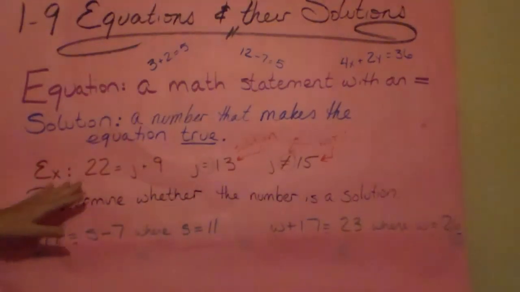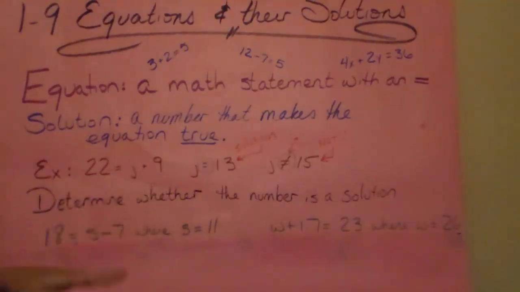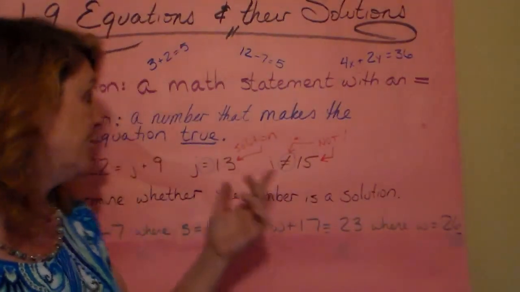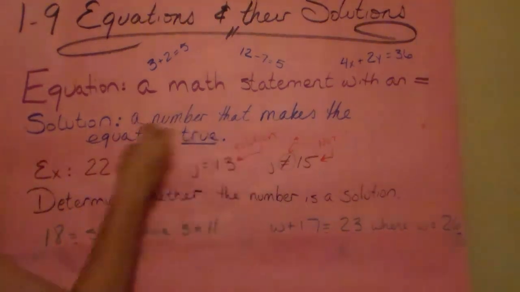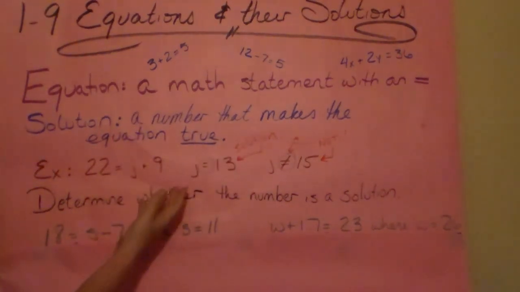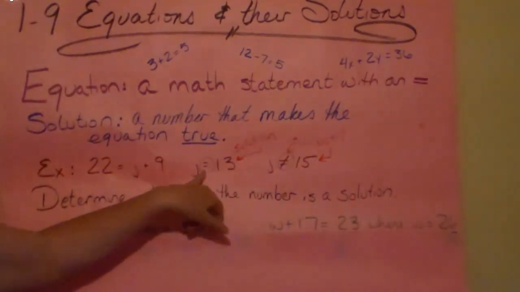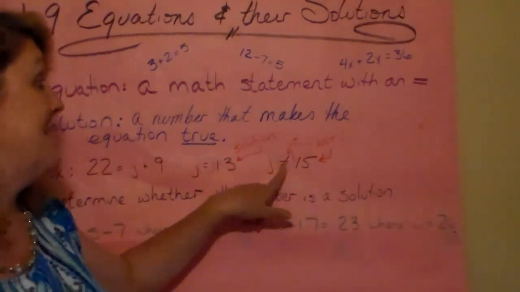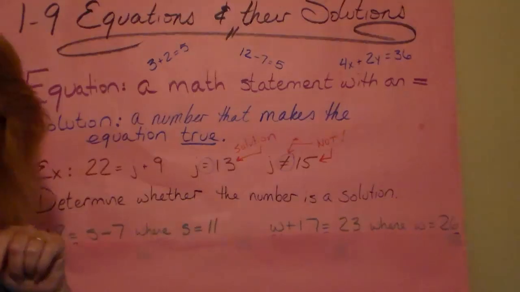For example, this equation: 22 equals j plus 9. The question is, what's the answer? Is the answer 13 or is this 15? If you plug that number back in, you know that 13 plus 9 equals 22, so j is equal to 13. It is not equal to 15. Do you see how we say this in algebra? Okay.